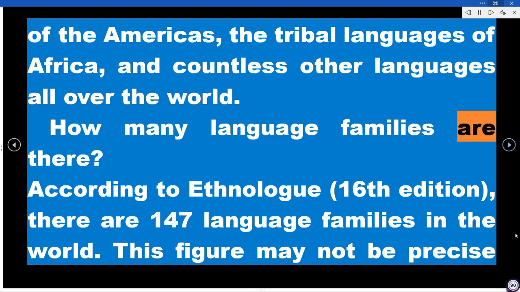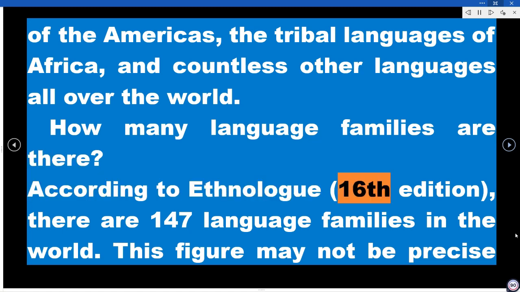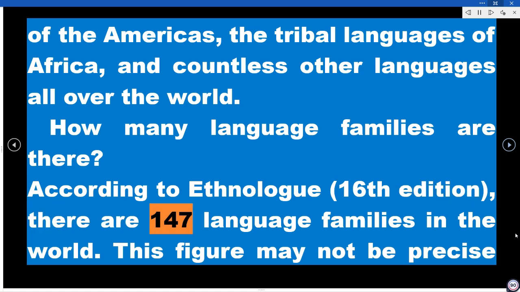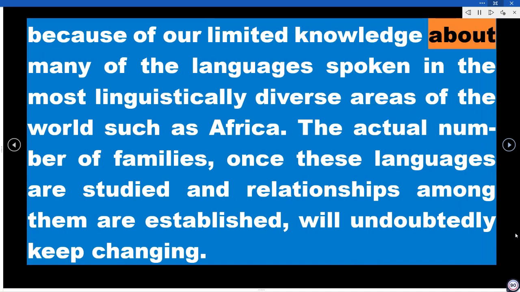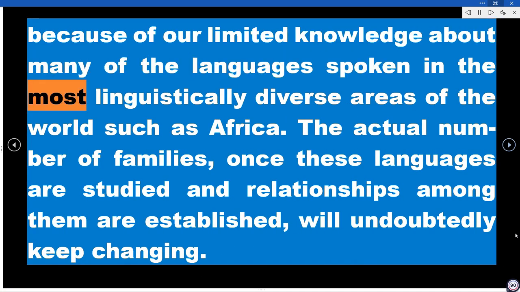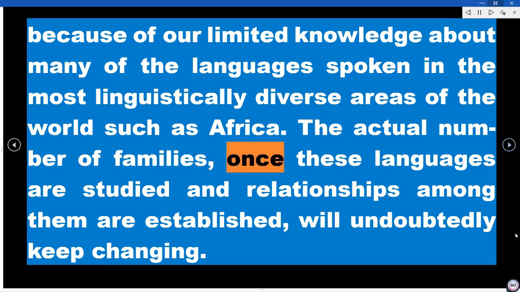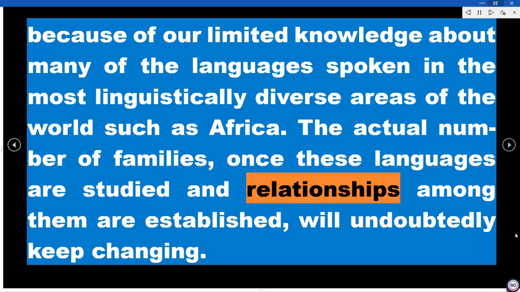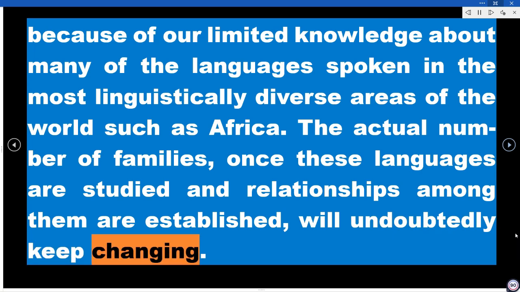How many language families are there? According to Ethnologue, 16th edition, there are 147 language families in the world. This figure may not be precise because of our limited knowledge about many of the languages spoken in the most linguistically diverse areas of the world, such as Africa. The actual number of families, once these languages are studied and relationships among them are established, will undoubtedly keep changing.